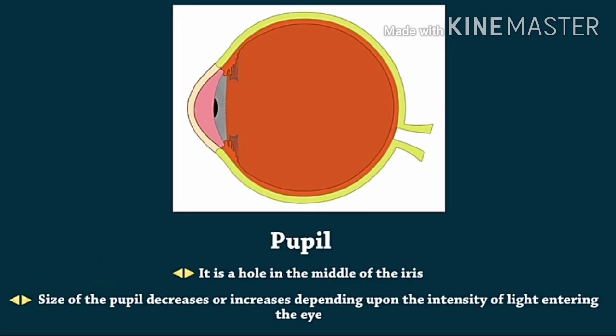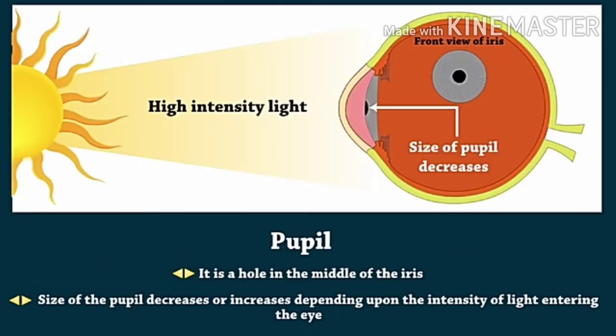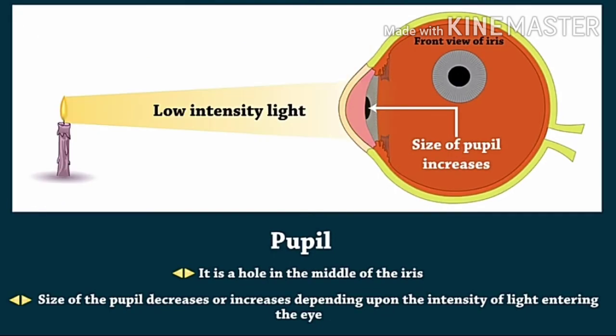Pupil. It is a hole in the middle of the iris. Size of the pupil increases or decreases depending upon the intensity of light entering the eye. When the intensity of light is more, the size of the pupil decreases to allow less light to enter the eye. And when the intensity of light is low, the size of the pupil increases to accommodate more light so that we can see the objects more clearly.